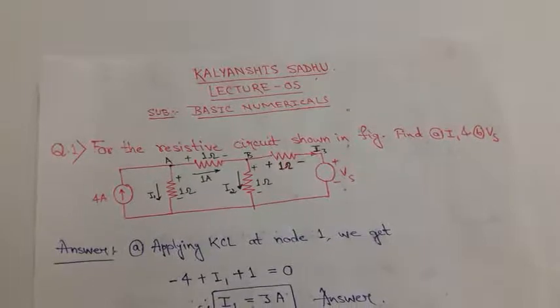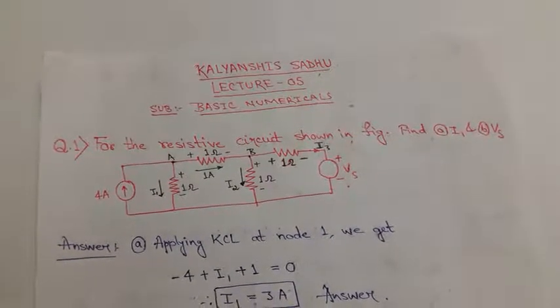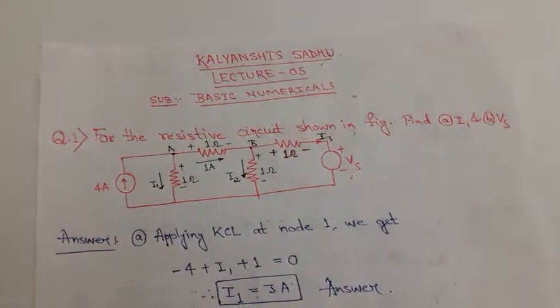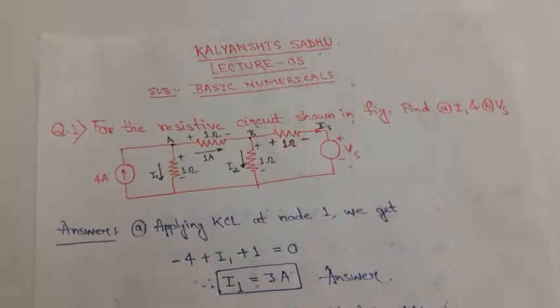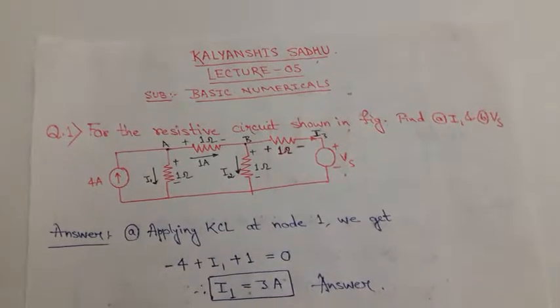Here is lecture number 5 from the subject basic numericals, that is numericals from the portion KCL, KVL and equivalent resistances. So first, come to the first question.